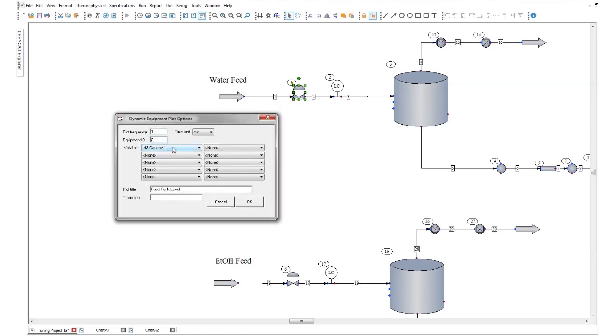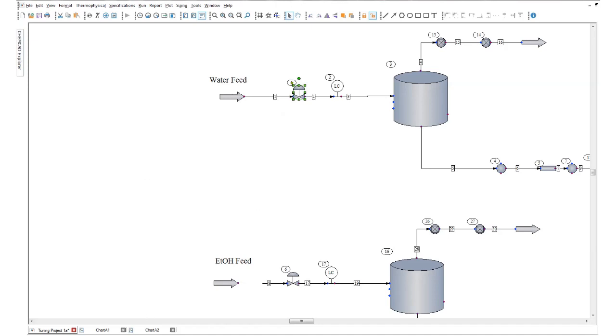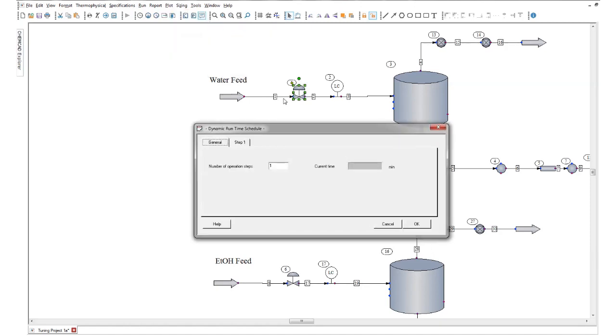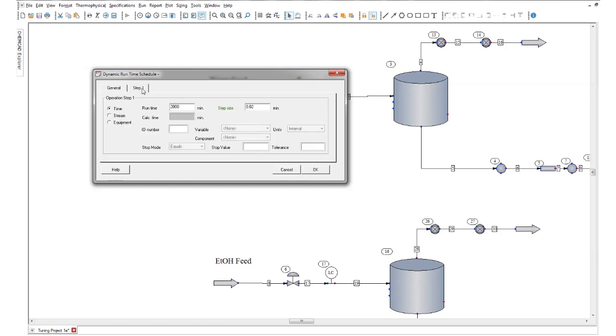For my tank, I'm going to look at the level number 1. In this case, equipment ID number 3 is the tank. Calculated level 1 is the variable I want to look at, and click OK. So when we run our program, we're going to be graphing the valve position and also the level inside that water feed tank. We look at our Run menu under Dynamics. I'm going to click on Set Runtime and hit step number 1.